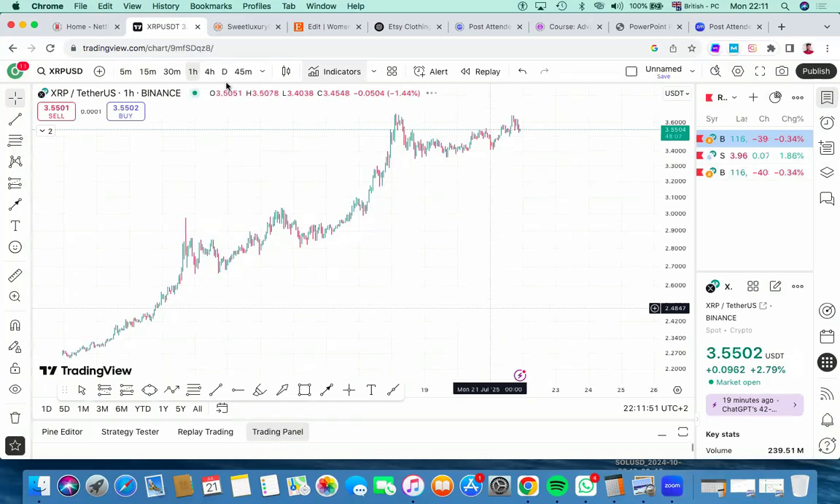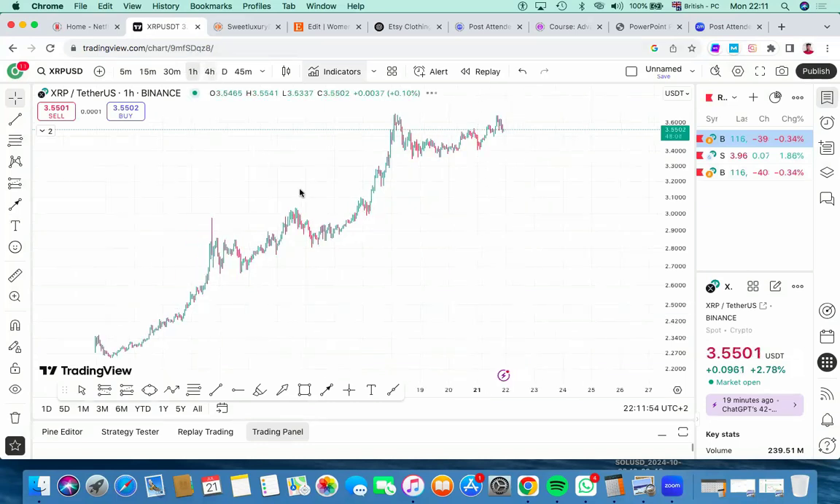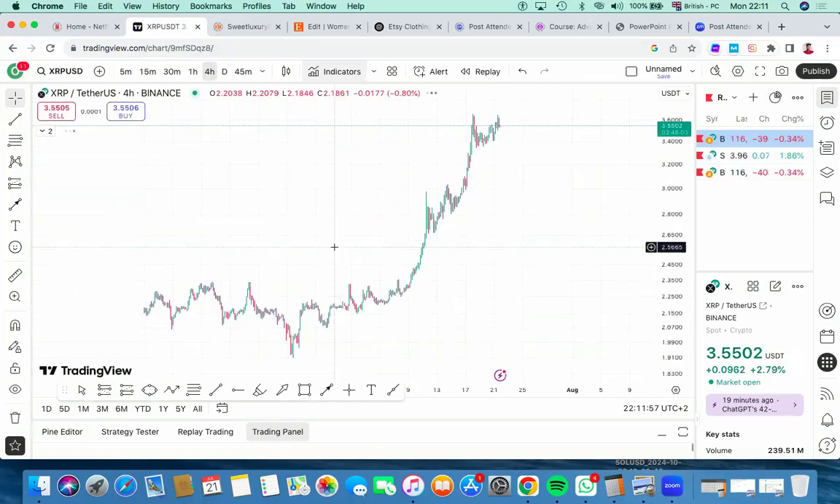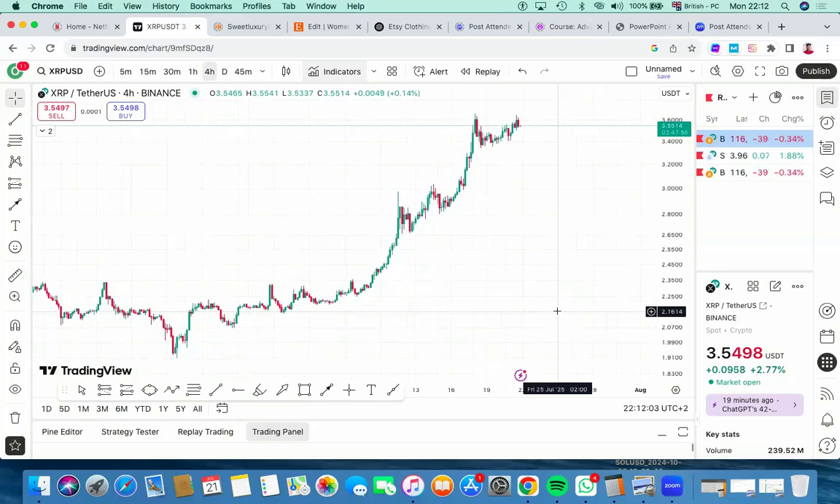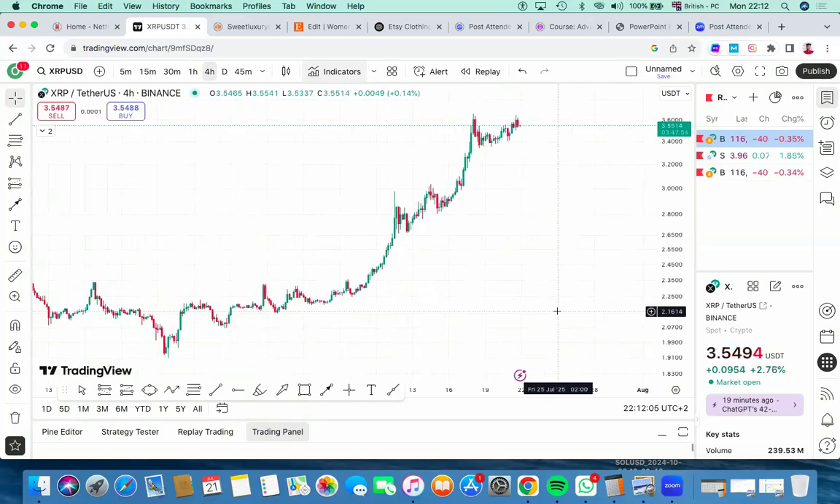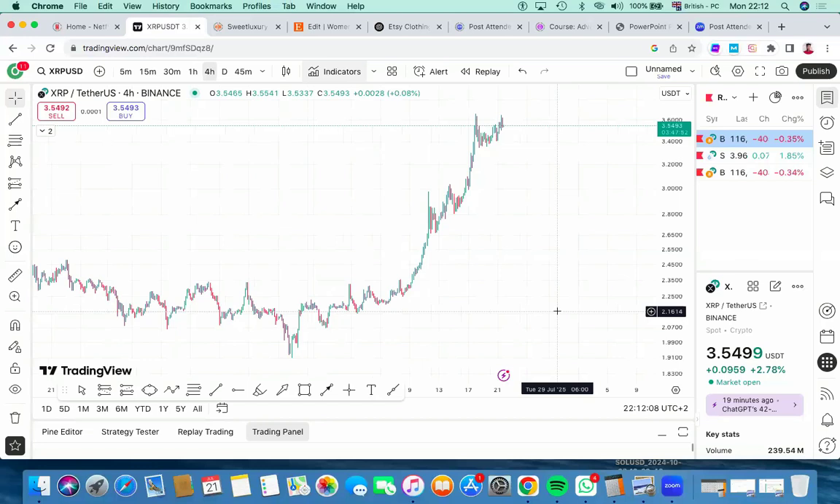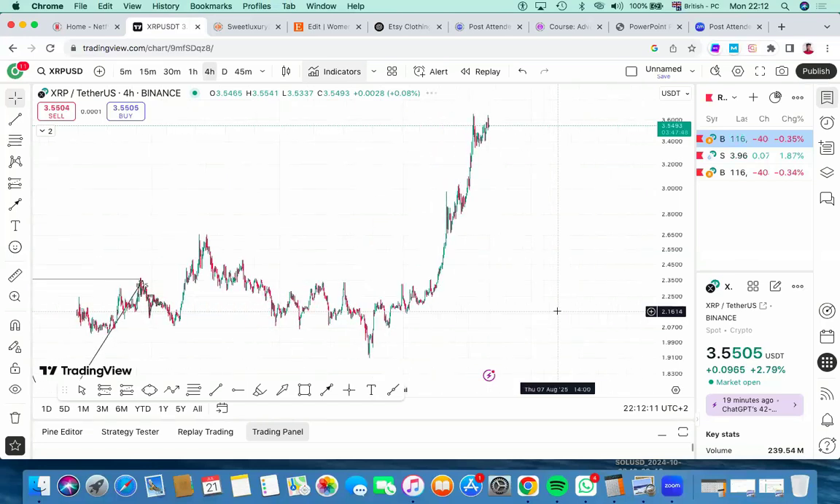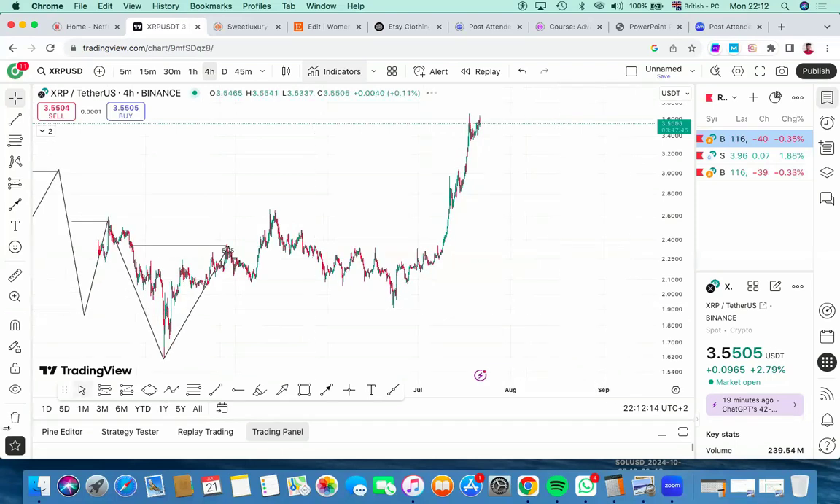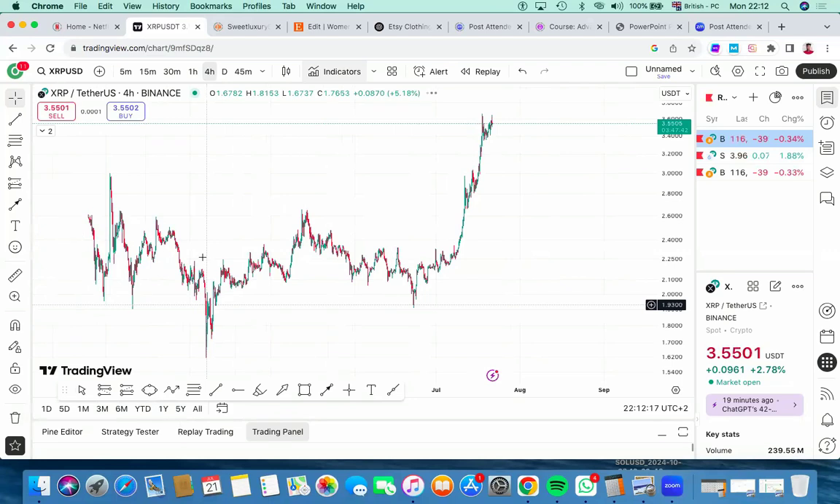Now let's say we want to run the analysis on this. We said we are going to run a top-down analysis. Barely looking at this chart, you can see that it's very bullish. I will just zoom out on this chart.